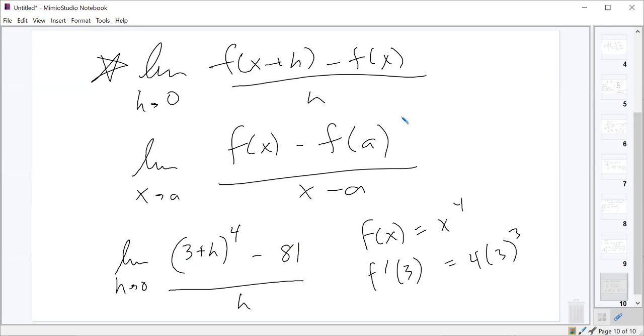Not that you have to recognize this, but it does often make it easier. You can also just say, well, if I plug in 0 for h, this is 81 minus 81, 0 over 0, and you then use L'Hopital's rule, and you end up with 4 times 3 plus h to the 3rd. Then you just plug in your 0, and it's 4 times 3 to the 3rd. You get the same thing. But it might be nice to note that that is the limit definition of the derivative. Good or no?